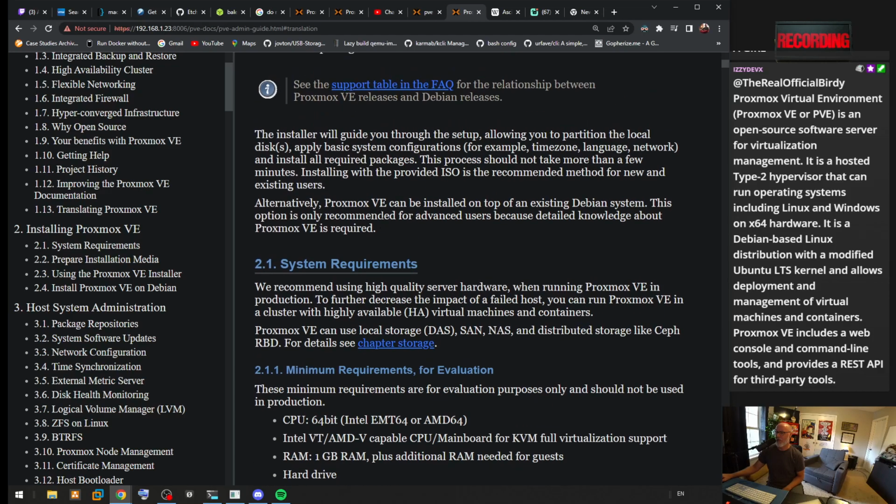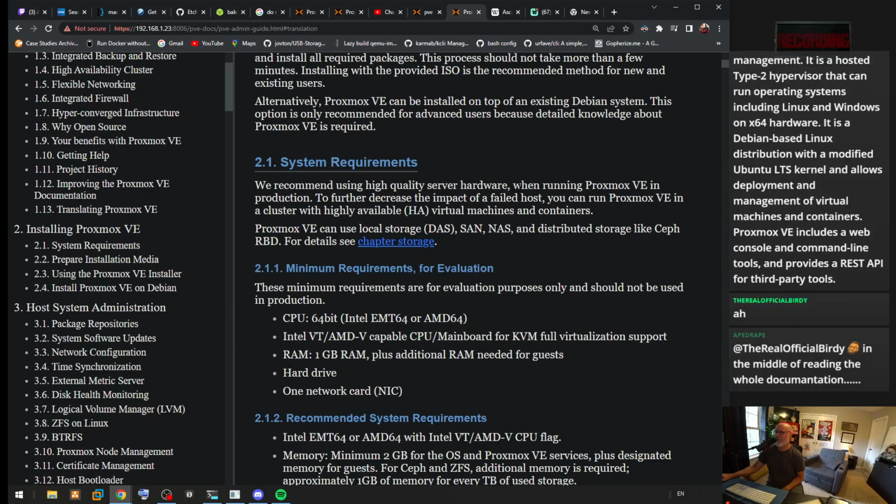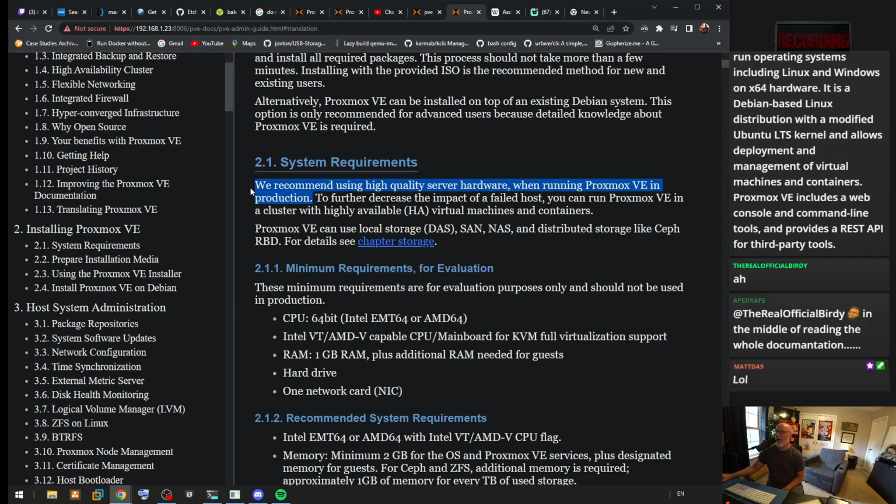2.1 system requirements. So how do we install Proxmox? This is important. I've already done it, but let's read it. We recommend using high quality server hardware when running Proxmox VE in production. So is home lab production? I mean, that'll let you make that decision. Probably not as much, right?